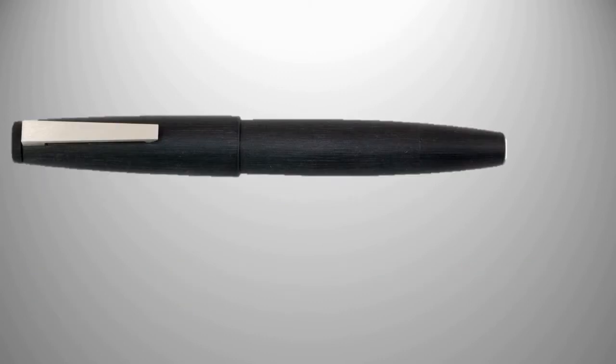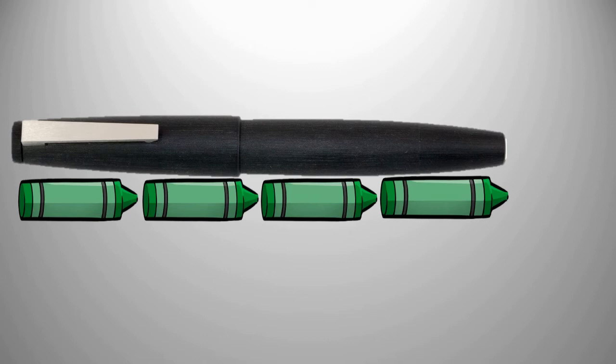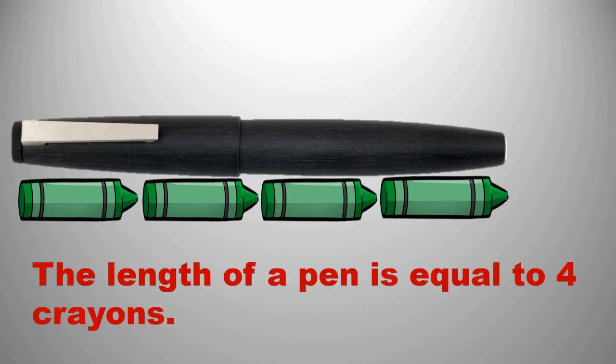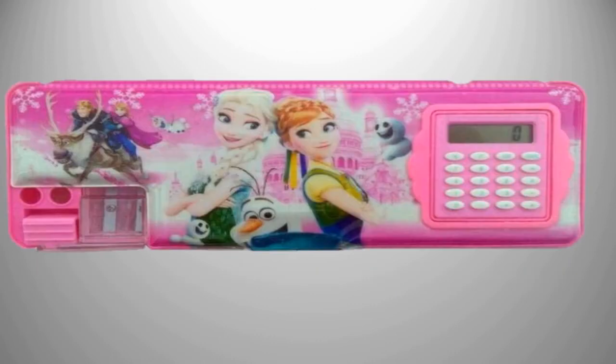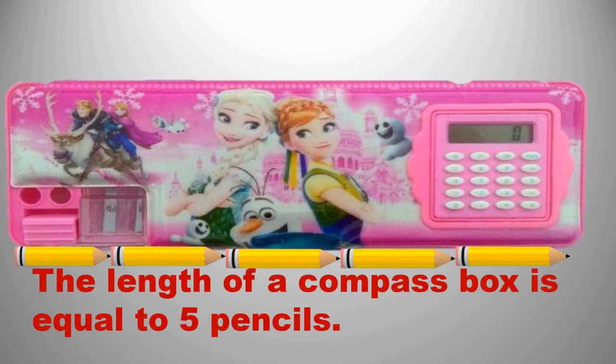Now student, let us measure the length of the pen with the help of crayons. 1, 2, 3, 4. So the length of the pen is equal to 4 crayons. Now student, let us measure the length of the compass box with the help of pencils. 1, 2, 3, 4, 5. So the length of the compass box is equal to 5 pencils.